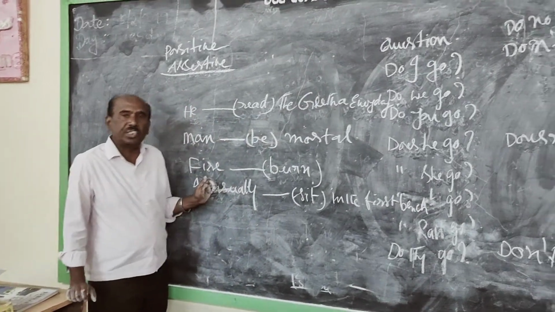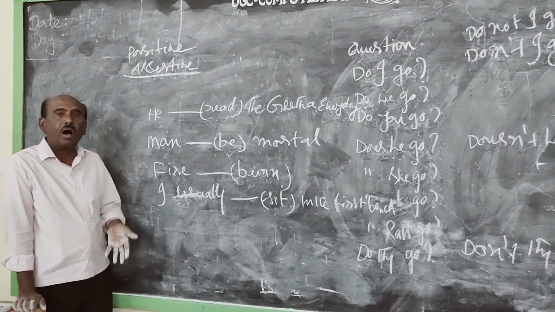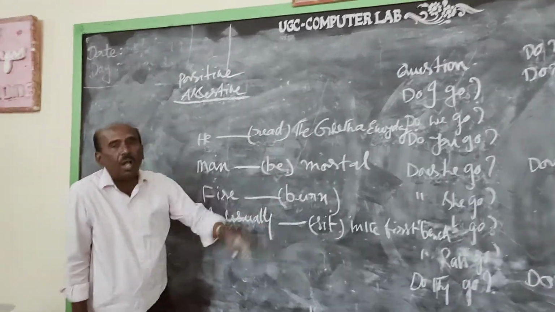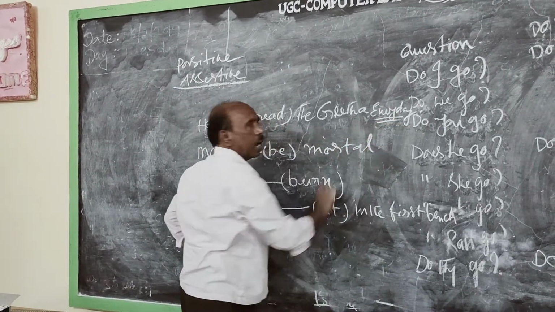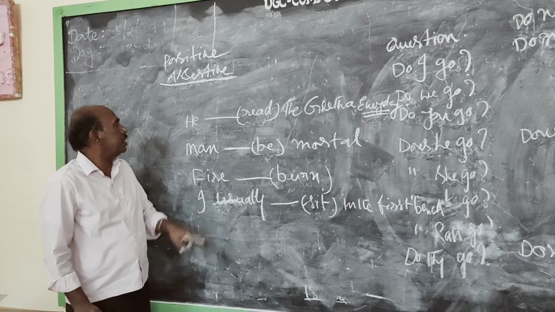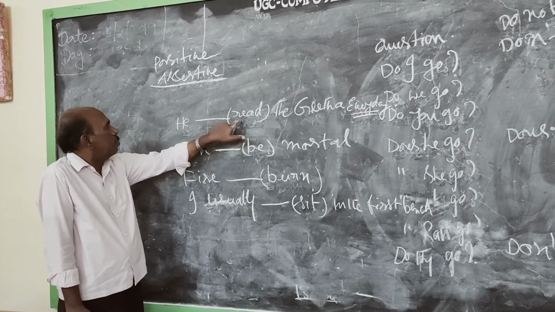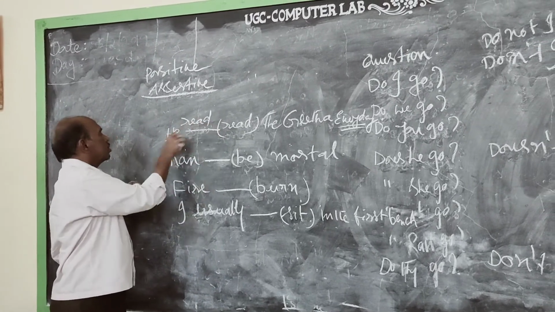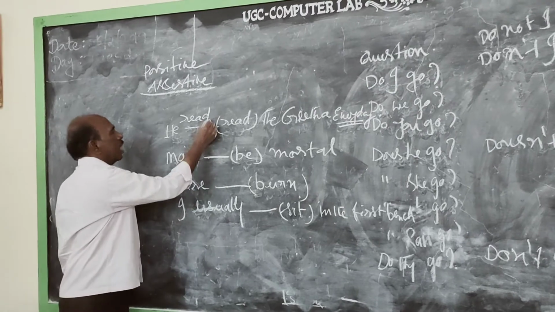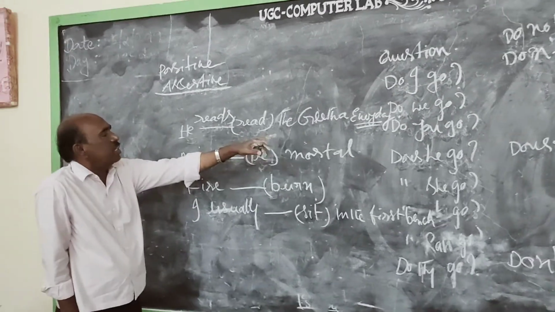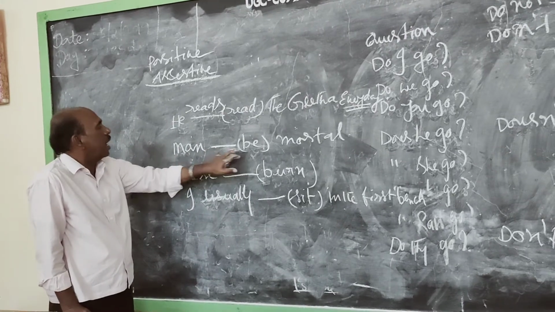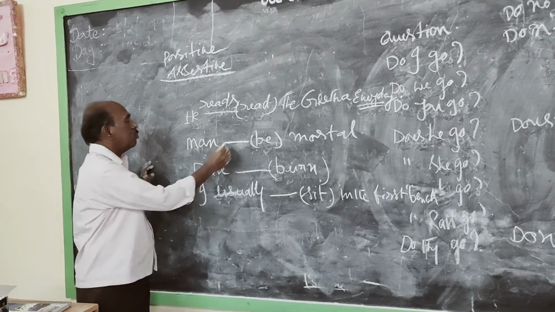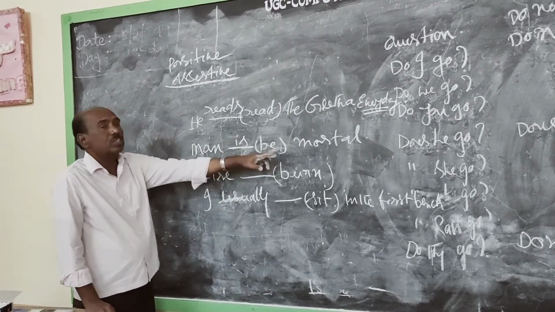So in the examination, you are asked or tested like this. He dash read the Gita every day. Every day is a habit. The verb should be in present tense. In brackets, the verb is in present tense, read. The subject is third person singular. We have to add s. He reads the Gita every day. Like that, man dash be mortal, be forms. For third person singular, the be form is, man is mortal.